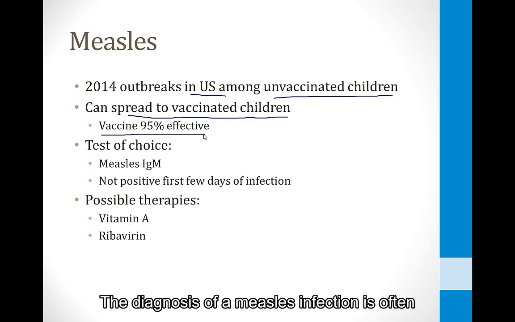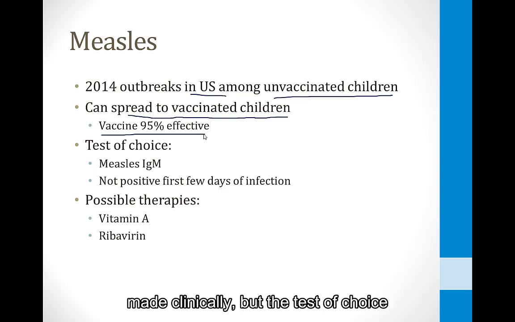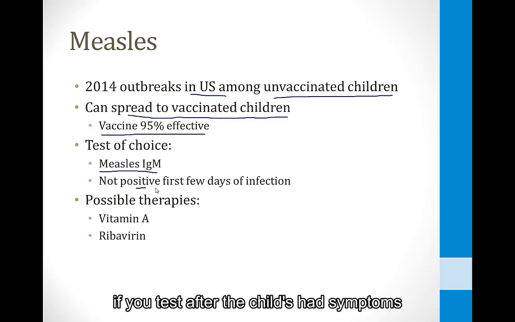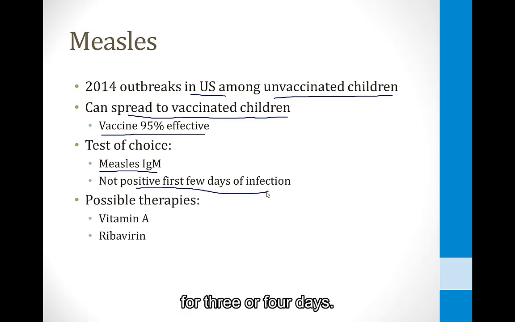The diagnosis of a measles infection is often made clinically, but the test of choice, if you want to send a blood test, is blood for the measles IgM antibody. Importantly, it takes a few days for this to be positive, so it's more sensitive if you test after the child's had symptoms for 3 or 4 days.